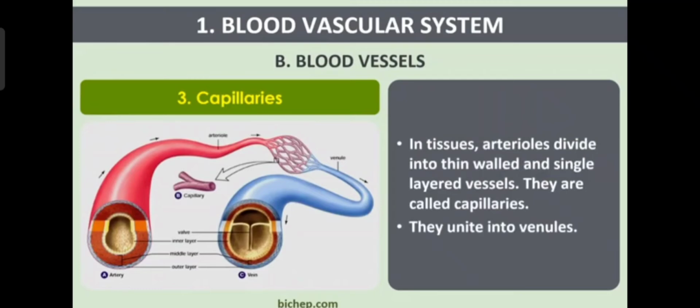In the tissue, the arterioles divide again into thin walled and single layered vessels, and they are called the capillaries. You can see in the diagram they go and divide into a network like structure of thin walled, single layered vessels. These divide in the tissue for the exchange of gases, oxygen and carbon dioxide. From the cell they take the carbon dioxide, and to the cell they give the oxygen. For that purpose they are divided into thin and single layered vessels called capillaries.